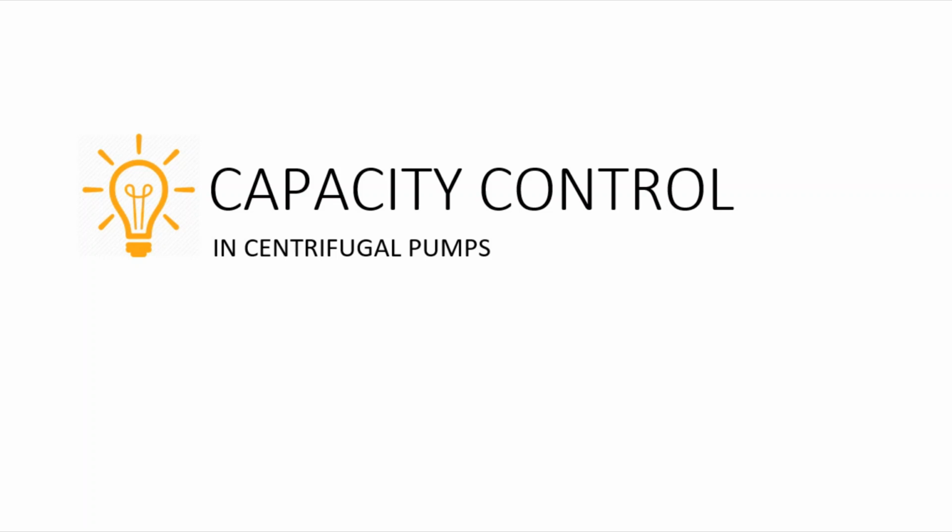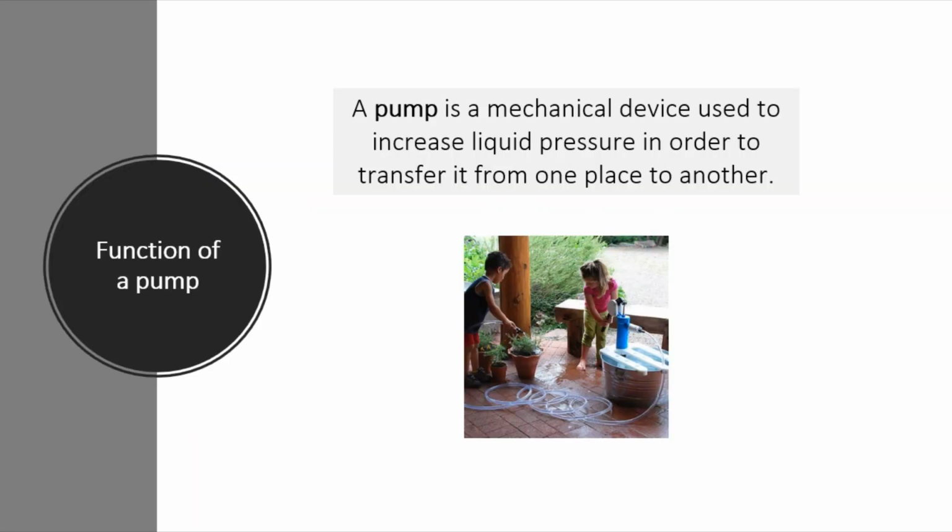Today I am going to talk about two different methods of capacity control in centrifugal pumps. Let me first define what's the function of a pump. So a pump, in simple terms, is a mechanical device which is used to move liquids from one place to another.